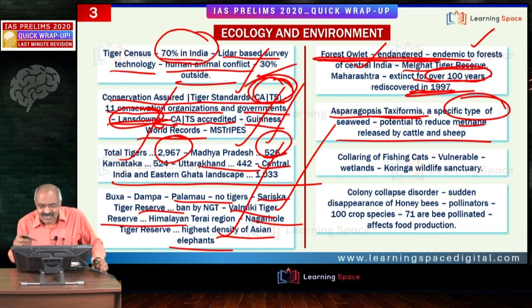Let us come back to the discussion. Here, this Asparagopsis taxiformis is the seaweed which has the property of reducing methane emissions by cattle and sheep.